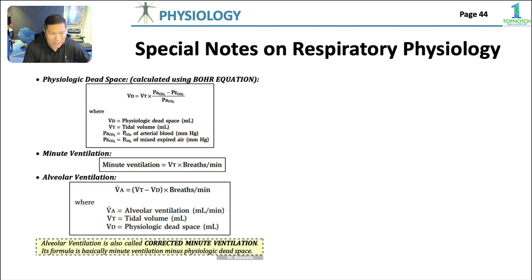We're going to utilize what we call your Bohr equation. Okay, so physiologic dead space VD is equal to tidal volume VT times, okay, arterial PCO2 minus expired air PCO2 over arterial PCO2. Now, nomenclature.